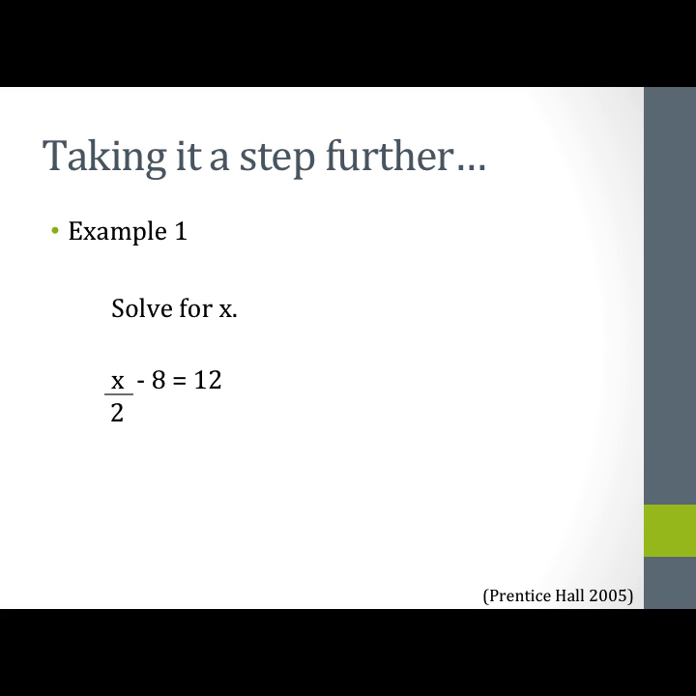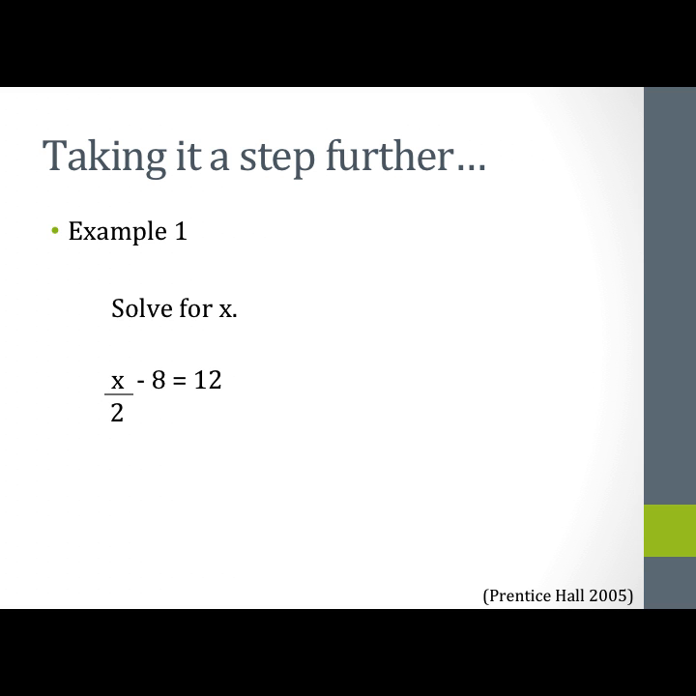Alright, but now we're going to take it a step further and add one more step to what we've already learned. So for example 1, again we're going to solve for x, and our equation in this example is x over 2 minus 8 equals 12. Now normally what we would want to do is get x by itself.